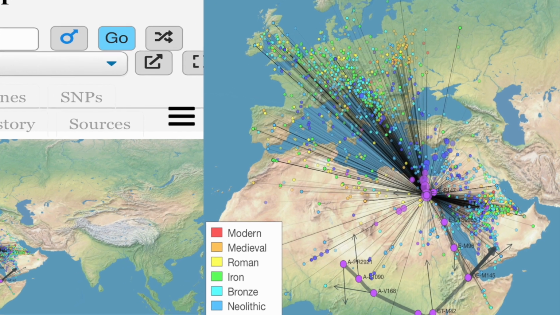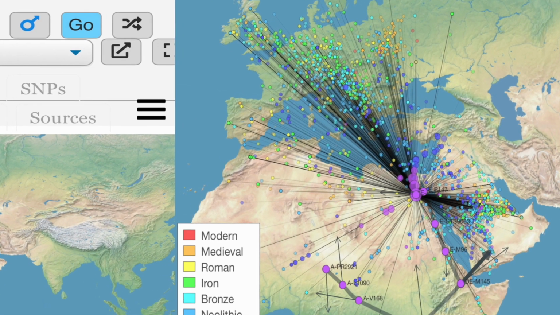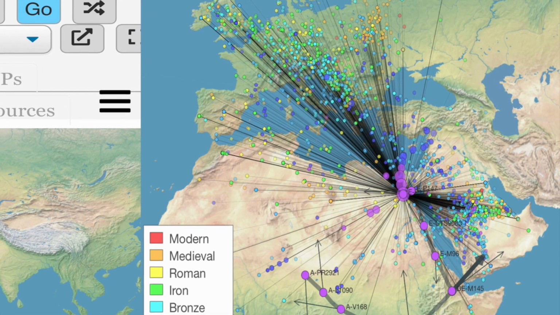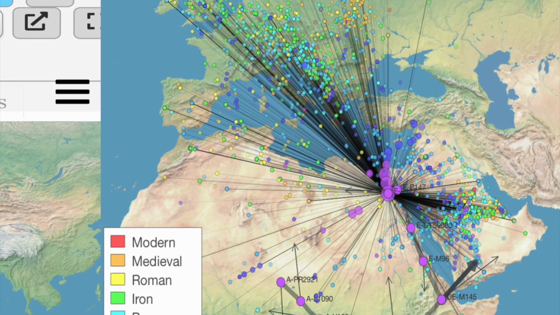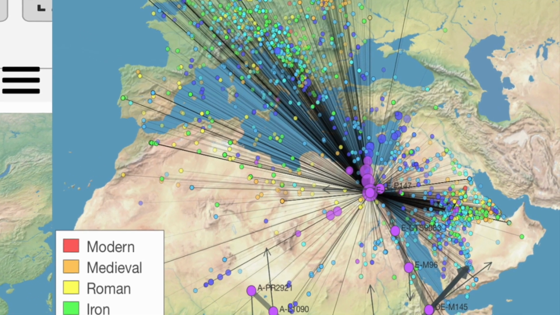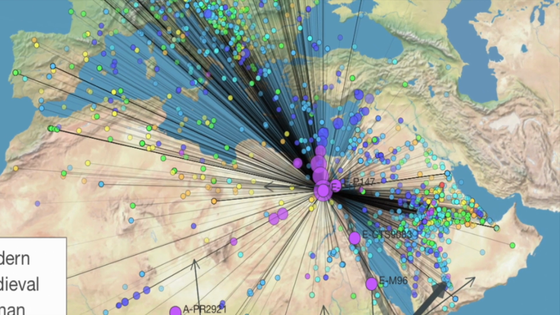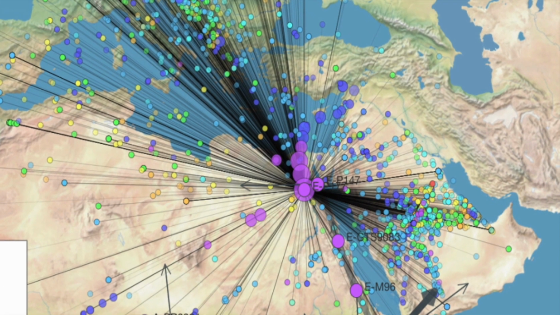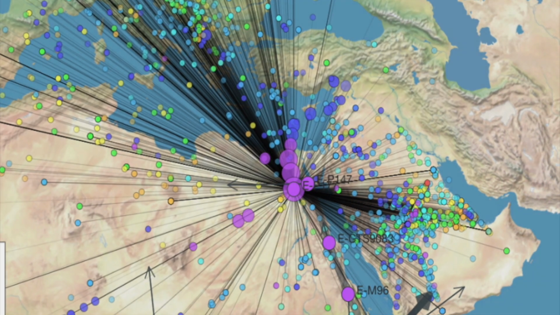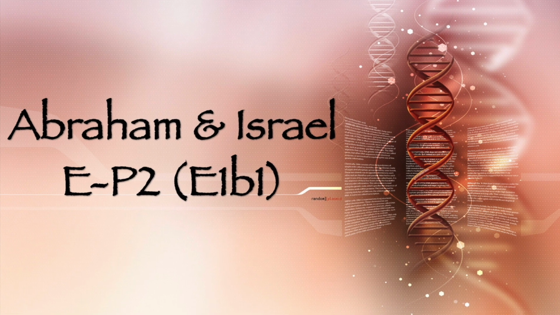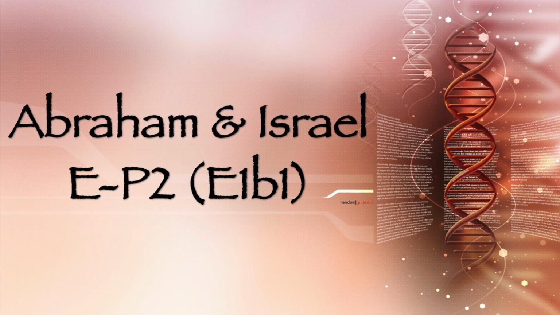If you take a look at SNP Tracker and type in E-P2, you see it spread throughout the Middle East, Africa, and Europe, but its origin point is in the Levant. Therefore, I say E-P2 is the best candidate for Abraham, since his descendants could represent various subclades within this branch, and therefore the Israelites could be a mixture of E1b1a and E1b1b.